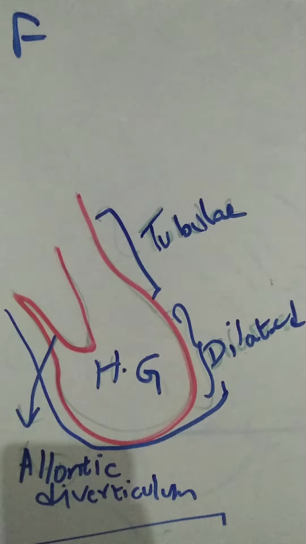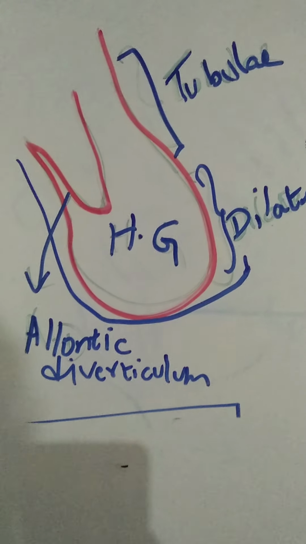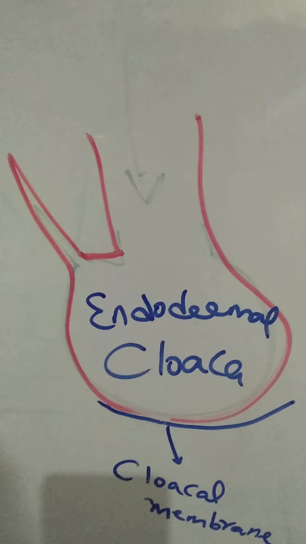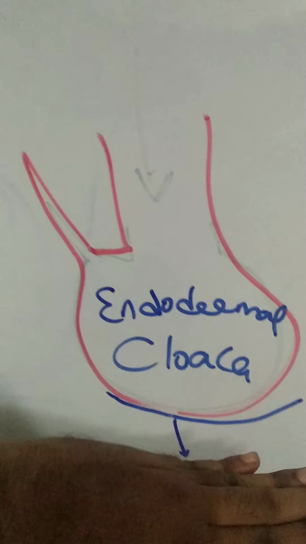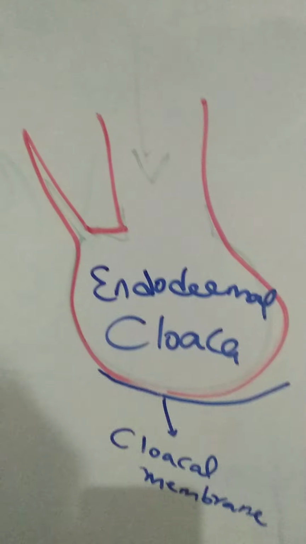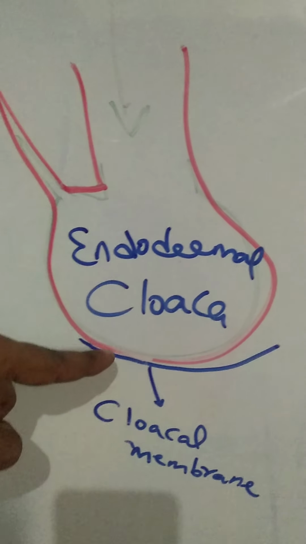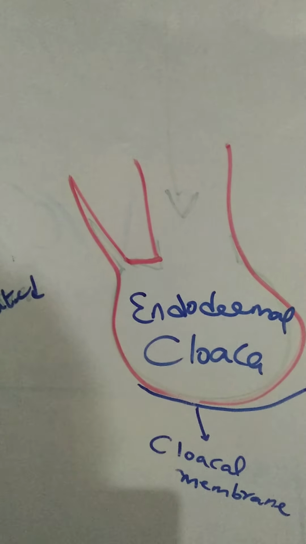And this dilatation forms a portion called the endodermal cloaca. So, it dilates to give the endodermal cloaca. This portion, the endodermal cloaca, is made up of endoderm, and immediately there will be ectoderm. There won't be any intermediate mesoderm at this point. And that junction between the endoderm and ectoderm is now very thin, and it's called the cloacal membrane.